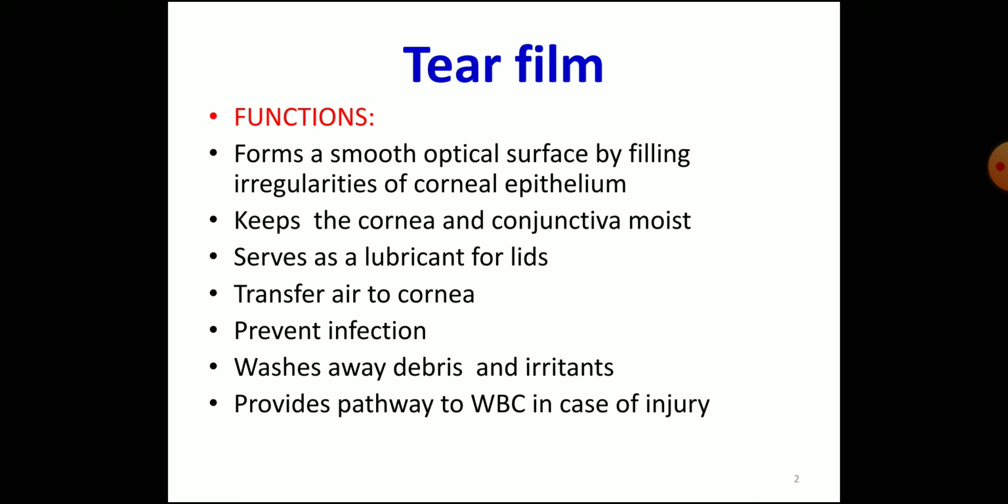What are the functions of tear film? It forms a smooth optical surface by filling the irregularities of the corneal epithelium, and it keeps the cornea and conjunctiva moist, and it serves as a lubricant for the lids, and it transfers air to the cornea and prevents infection, and it washes the debris and irritants, and it provides a pathway to the WBC in case of injury.